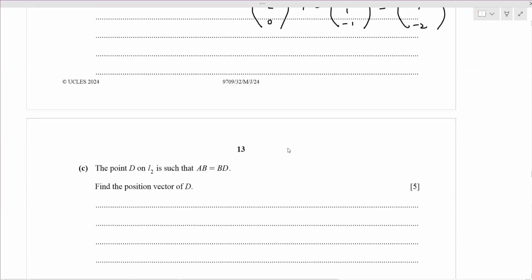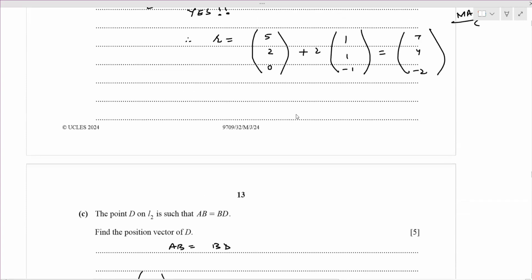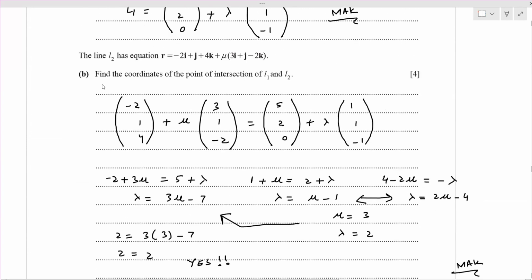Right now, part C. The point D on line L2 is such that AB is equal to BD. Find the position vector of D. Now look, the AB vector is available with us. What is the AB vector? 7, 1, -4 is equal to OD minus OB. We don't have the OD vector, but it lies on line L2, and this is the equation of line L2.